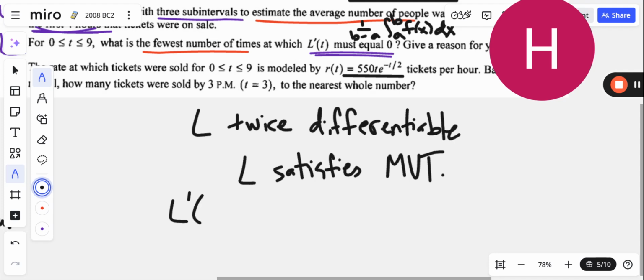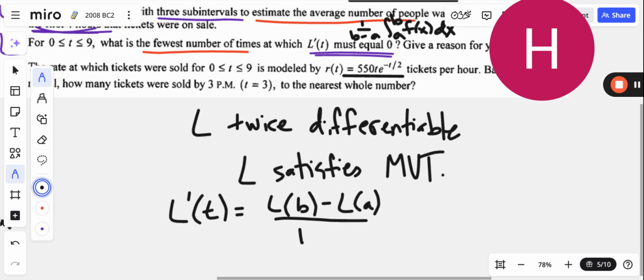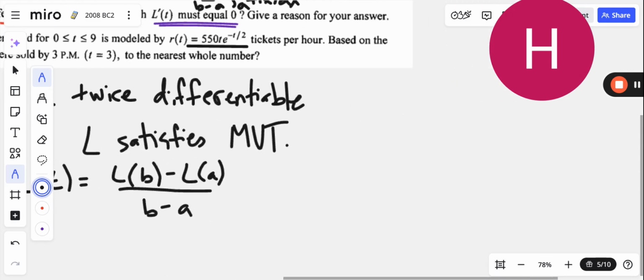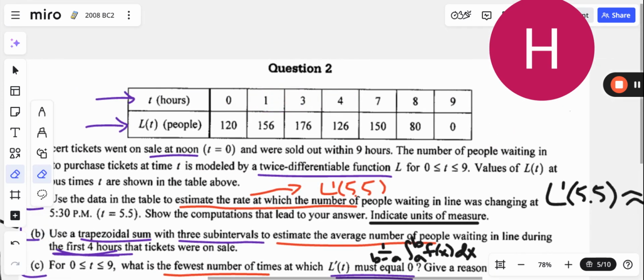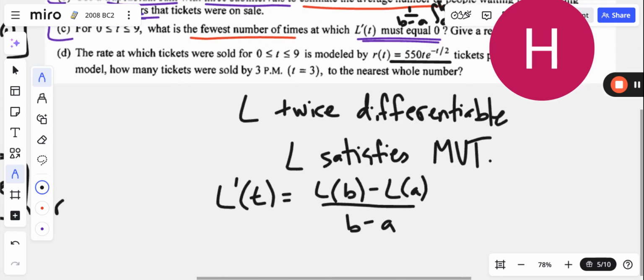That means that L prime equals the average slope at any interval. We're going to use that fact. We're going to find spots where the average slope is positive and where the average slope is negative, and that will tell us that the derivative had to go from positive to negative at some point. So let's look from 0 to 3. See how it's going up the whole time?